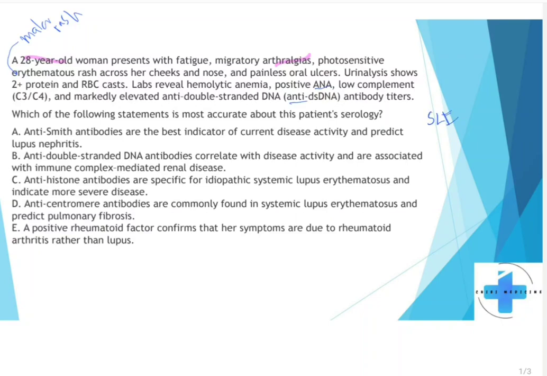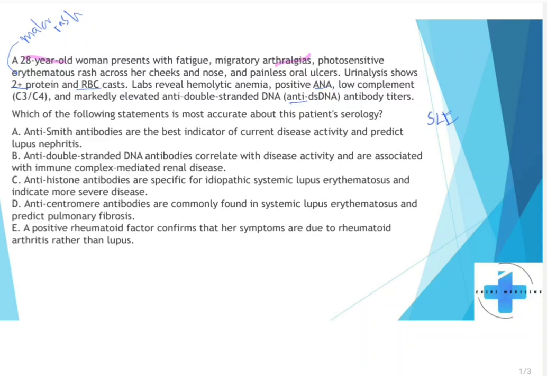Okay, so again, remember that anti-double-stranded DNA is specific for lupus. That's an anti-Smith. Okay, so you need to see those. So don't only look for the ANA, the positive ANA. All right, the 2+ protein and RBC cast, so that's from lupus nephritis.